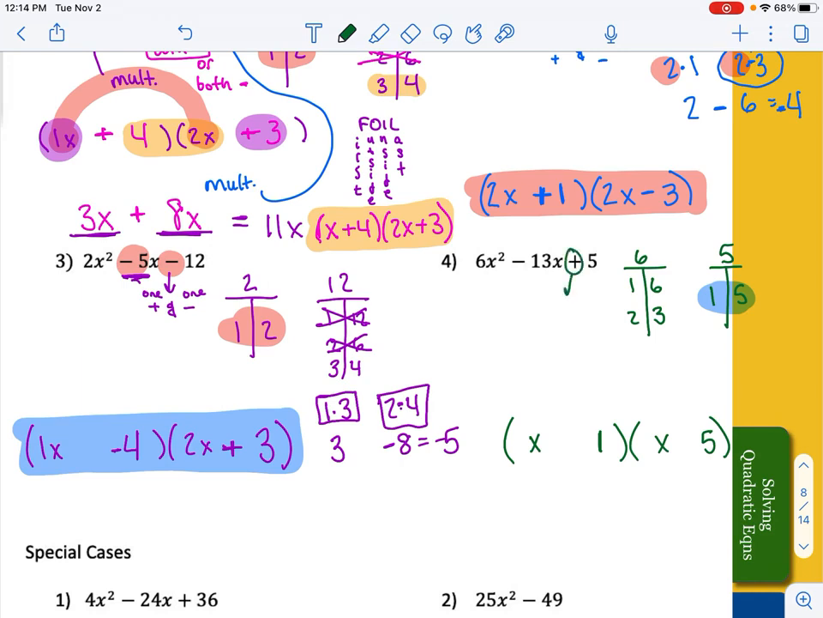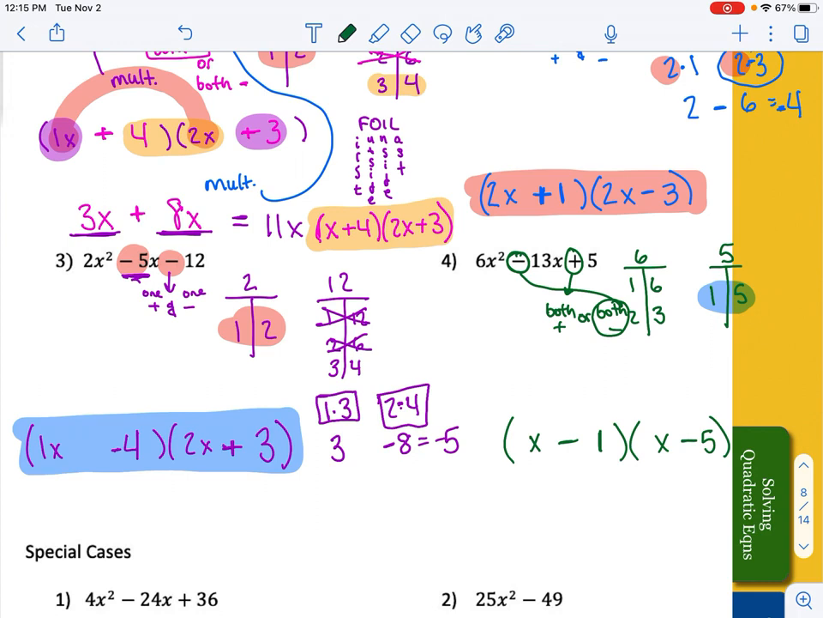Now, because this is a positive, we know both are positive or both are negative. But because this is a negative, we know both have to be negative. So you can actually go ahead and fill your sign in here. It's only when one is positive and one is negative that you should wait till the end. So now we have our groupings.